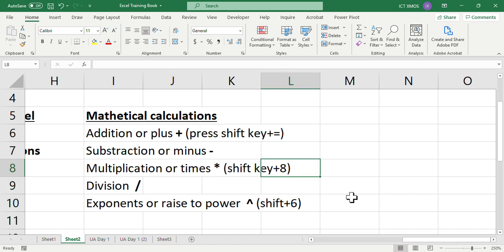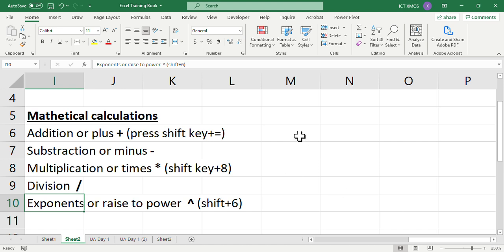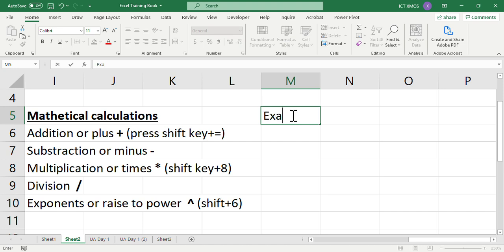Okay, let's go back to our screen when she connects, because we have little time. Let's look at the screen again. We have the mathematical calculations: addition, subtraction, multiplication, division, and exponents. So what are the examples we can have of addition in Excel?